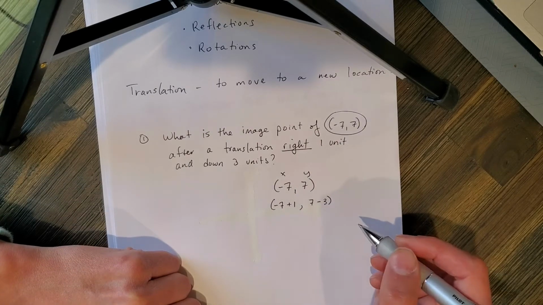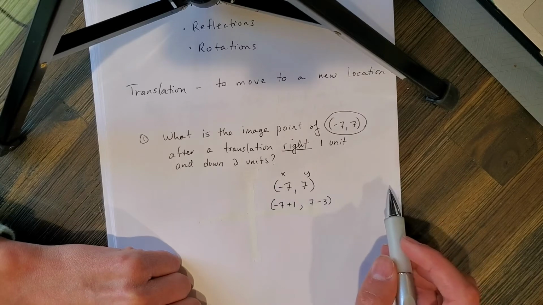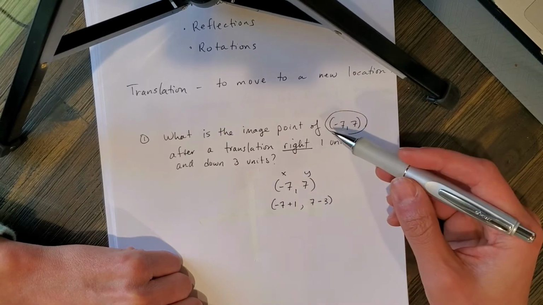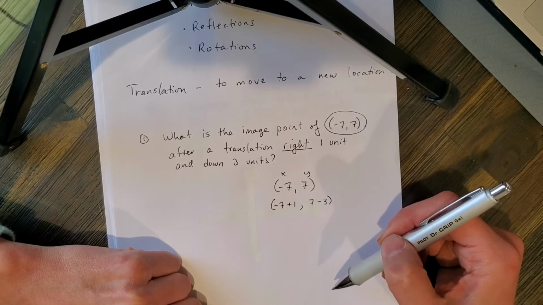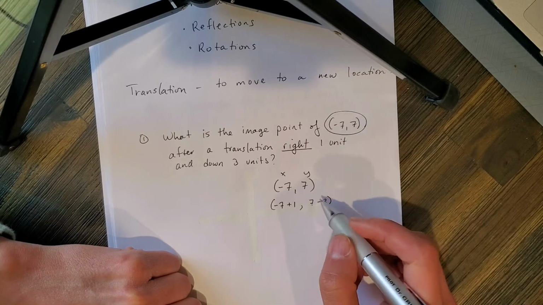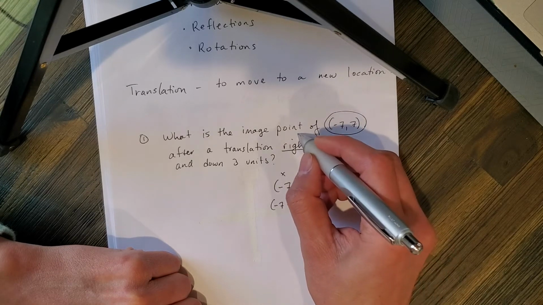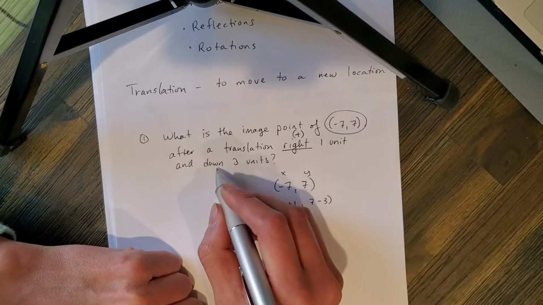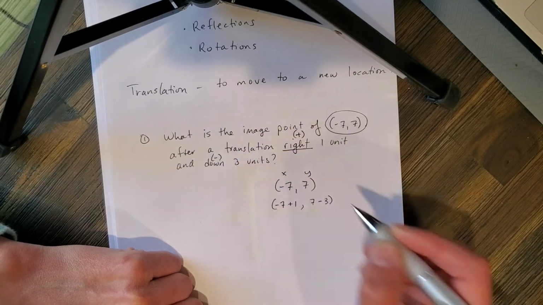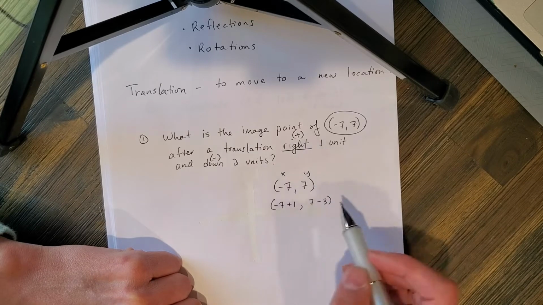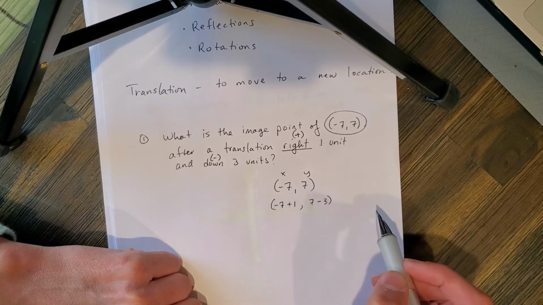Okay? Think of it this way. When it says to the right, add. When it says to the left, subtract. When it says up, add. When it says down, subtract. Okay? And so here, since we're going right, we're going to add. And right here, since it says down, we're going to subtract. So that's what we have, plus 1, and then minus 3.